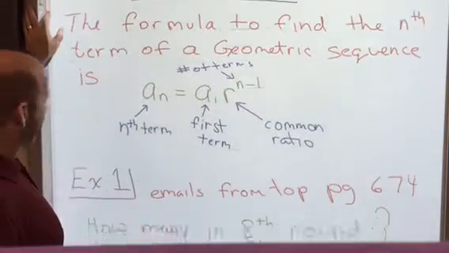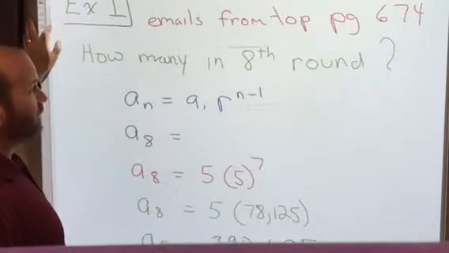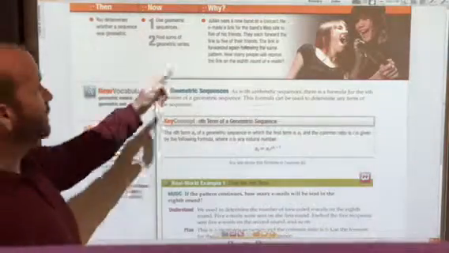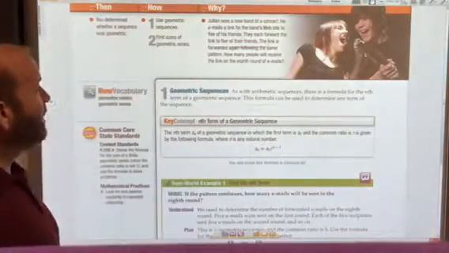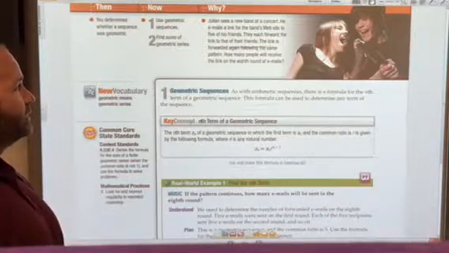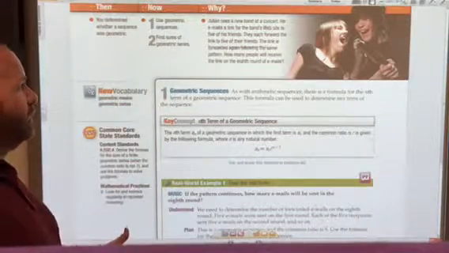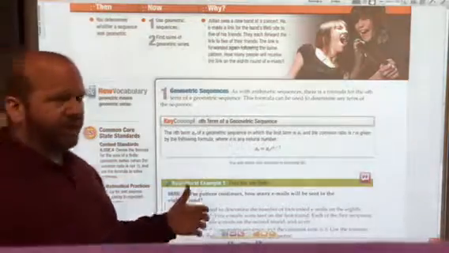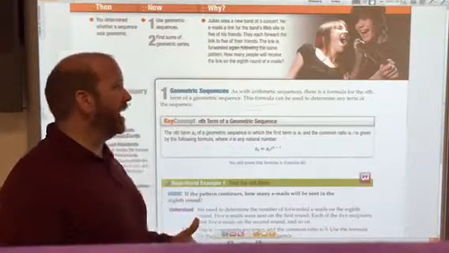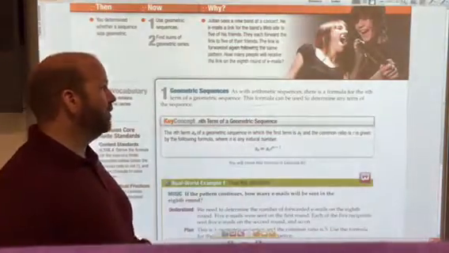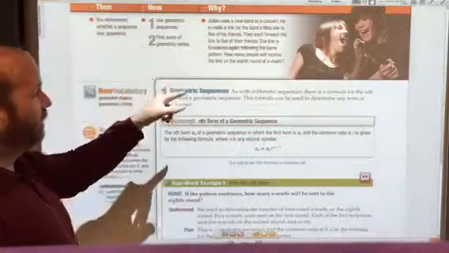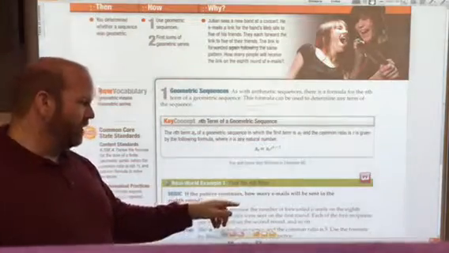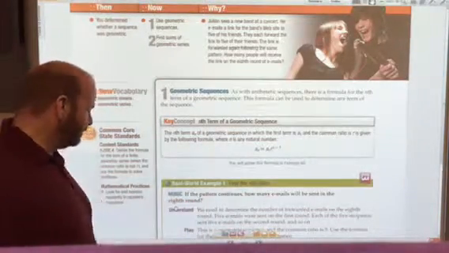Okay, so in example 1, there is an email situation at the top of page 674. We'll take a look at that. Julian sees a new band at a concert. He emails a link for the band's website to 5 of his friends. They each forward the link to 5 of their friends. The link is forwarded again following the same pattern. So the pattern is multiply by 5 each time. How many people will receive the emails on the 8th round of emails? Example 1 is, if the pattern continues, how many emails will be sent in the 8th round?